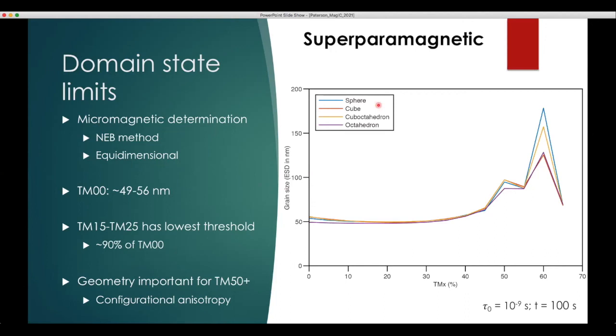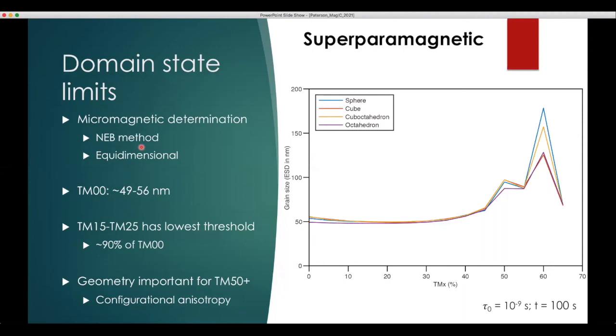Now, this can actually be done very simply through Néel theory and Néel calculations. But what we've done here is we've used micromagnetic models to determine this, because there are some interesting features that get lost if we just rely on Néel theory. And the method that we use to do this is what's called the NEB method, and this is the nudged elastic band method.